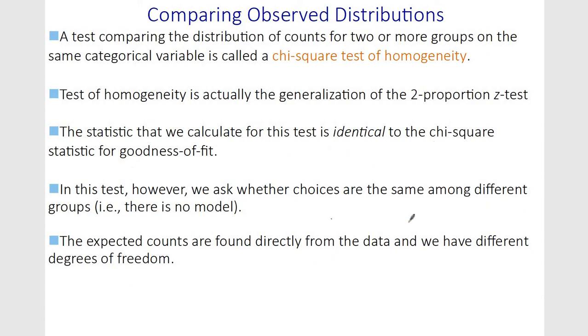In this test, we ask whether choices are the same among different groups. So there is no model. We're seeing if it's the same among women and men, if it's the same among every race, that kind of thing. We just want to see if there's a difference among the categories, or the groups. The expected counts are found directly from the data, and we have different degrees of freedom.